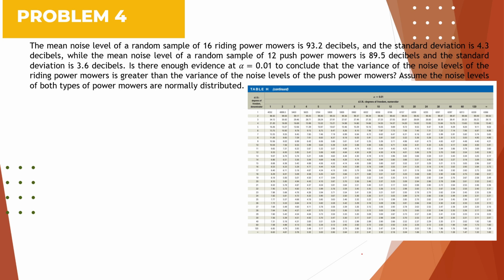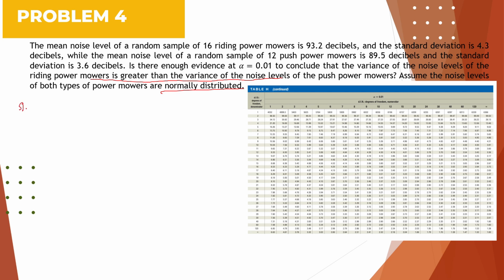Is there enough evidence at alpha 0.01 to conclude that the variance of the noise levels of the riding power mowers is greater than the variance of the noise levels of the push power mowers? Assume that the noise levels of both types of power mowers are normally distributed. So take note that it's normally distributed. And the variance of the noise level of riding mowers is greater than that of push power mowers. So that is our claim.